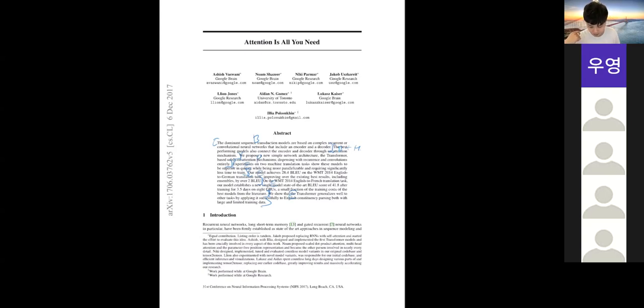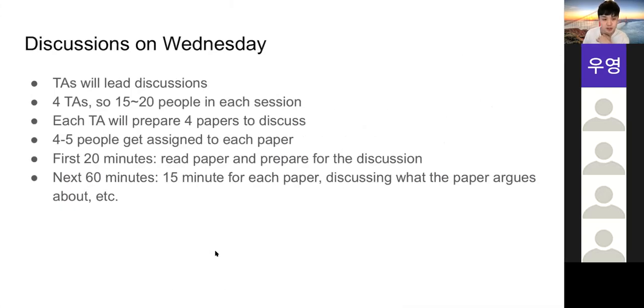But one thing I wanted to say before today's lecture ends is, I don't have much time, but I'll describe what we're going to do on Wednesday. On Wednesday, KAIST will lead discussions, and we have four TAs, so about 15 to 20 people in each session, because we have about 70 people. Each TA will prepare four papers to discuss, and four to five people get assigned to each paper. In the first 20 minutes, you'll read the paper and prepare for the discussion. I only did this for the abstract, but I'm going to ask you to do this also for the introduction, so that you can see how the paper proposes its argument and how they persuade the readers.